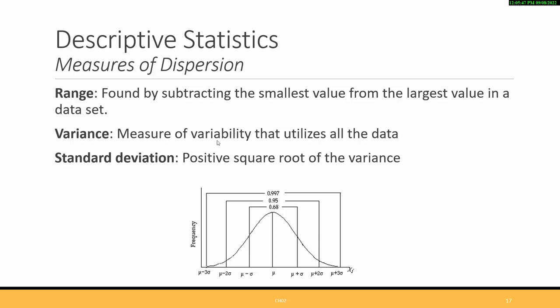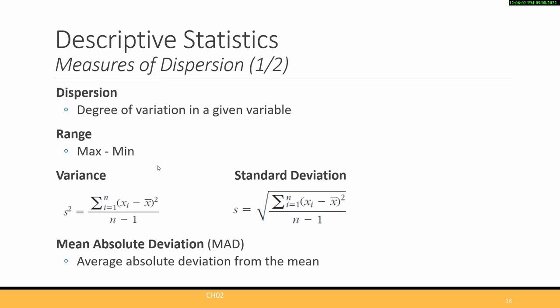Variance is a measure of variability that utilizes all the data, and standard deviation is just the positive square root of the variance itself. And you can see the formula for calculating these. In addition, sometimes we also use mean absolute deviation to measure dispersion in a dataset. It is calculated by measuring the absolute values of the differences between each data point and the mean and then summing them up.